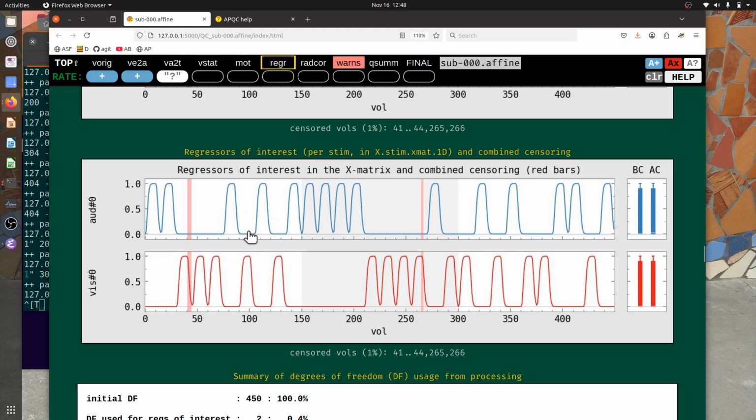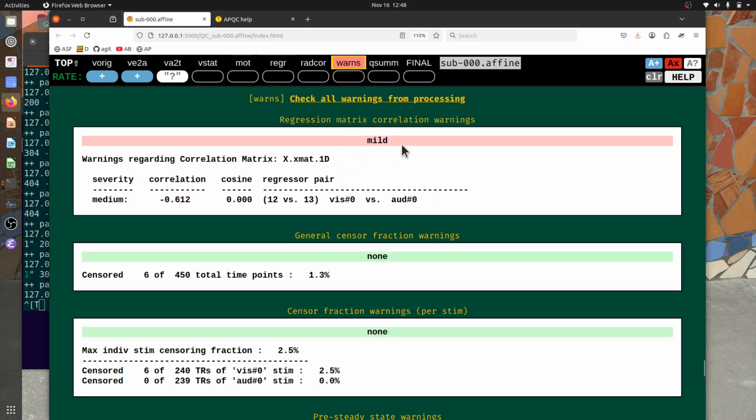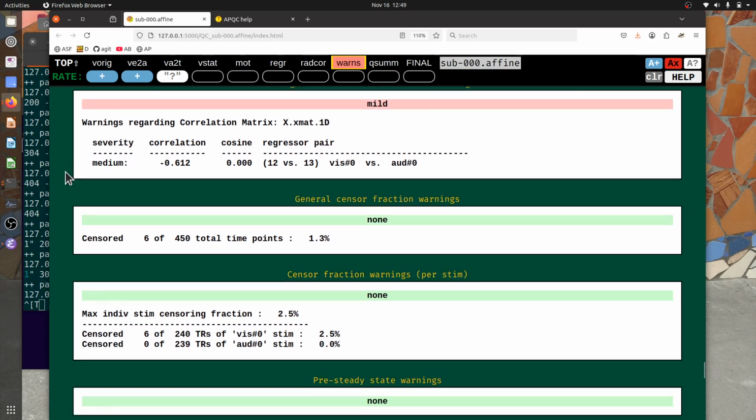So that's the medium level. In this case, the mild level warning here. It's not too bad, but it's something that could maybe be avoided. So it's not torpedoing, but that's where it's coming from.